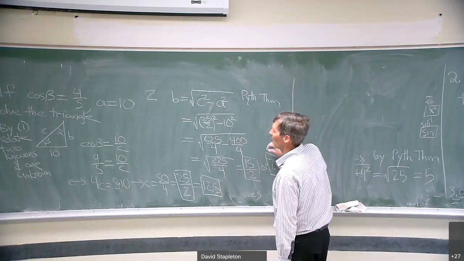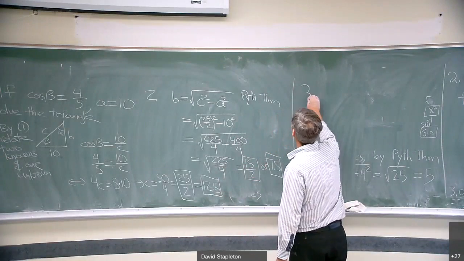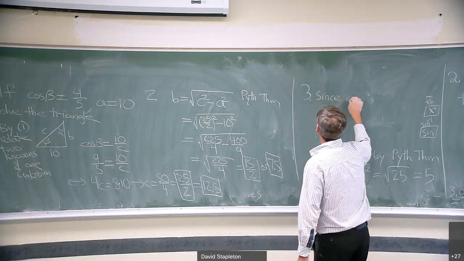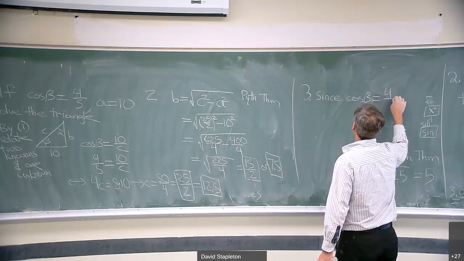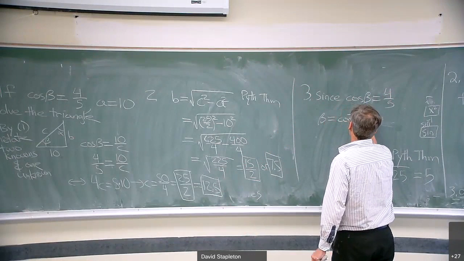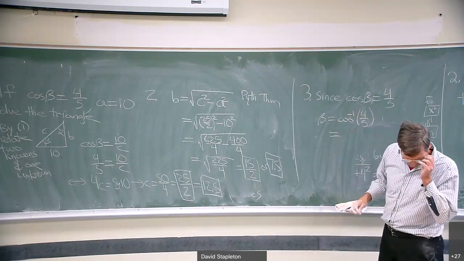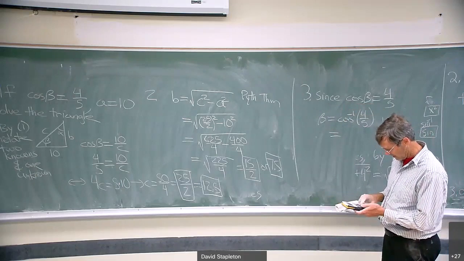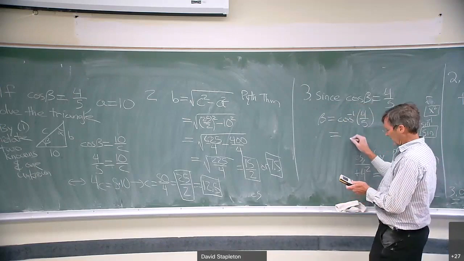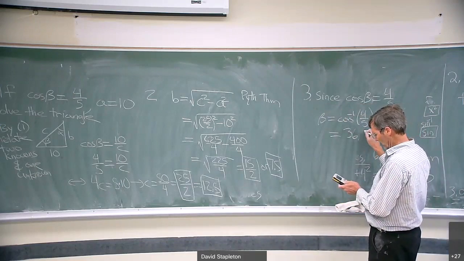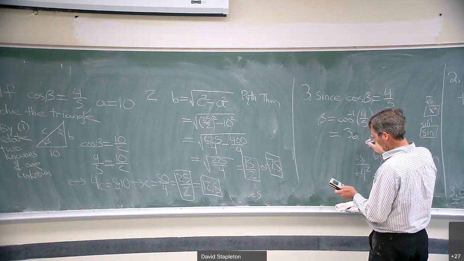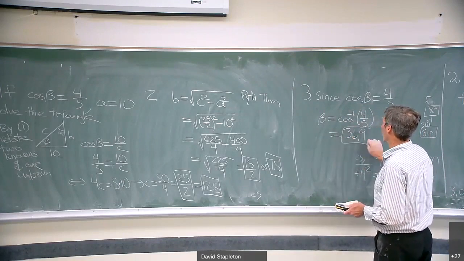So finally, if cosine beta equals 4/5, in a triangle, the angle is just the inverse cosine of 4/5. So I run that on the calculator. It's already in degrees mode. And I get 36 point, same one I had over here. Let's just say 36.9 to 1 decimal place.